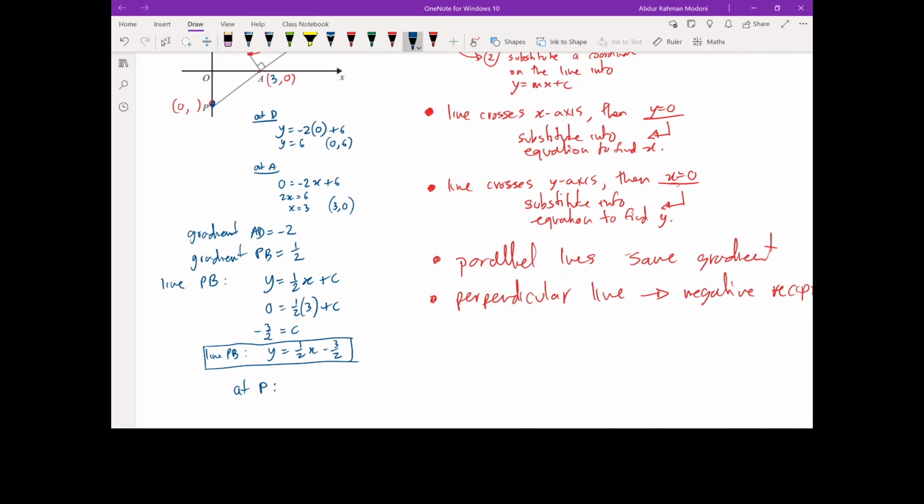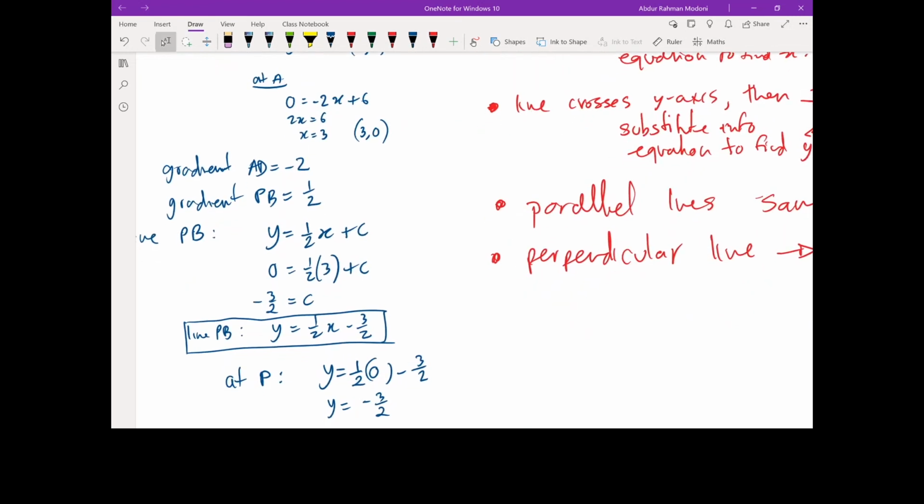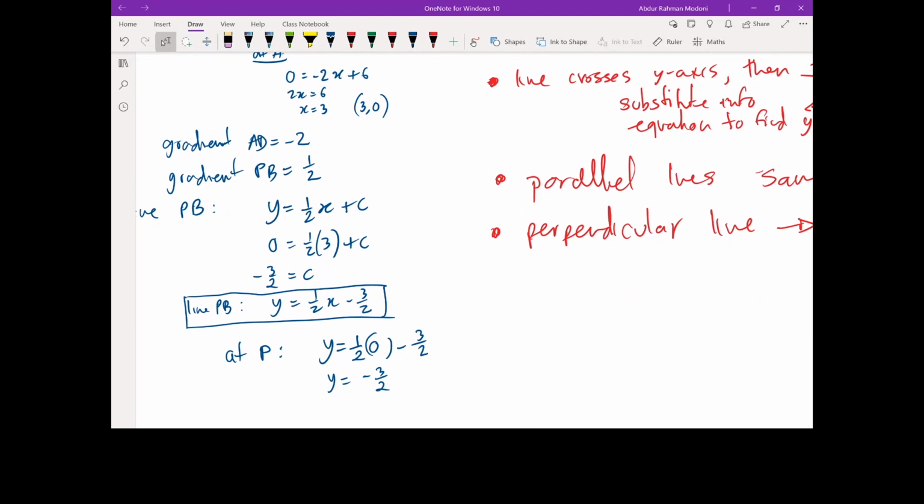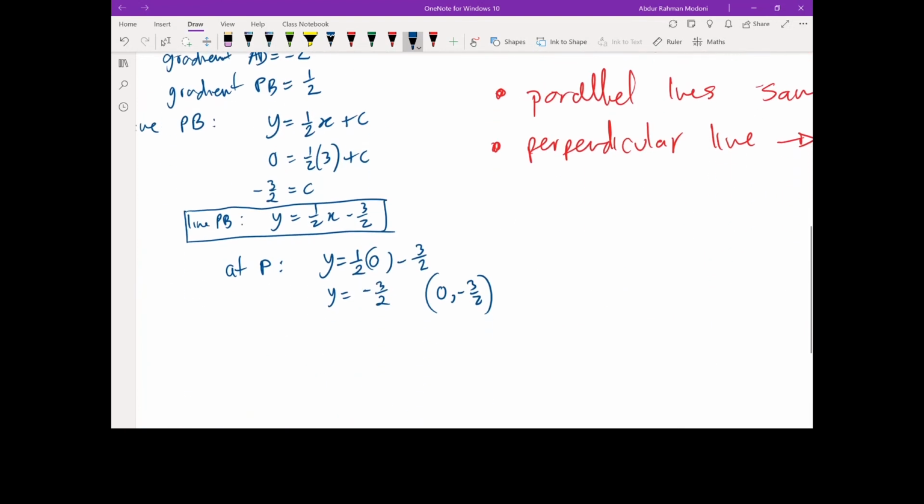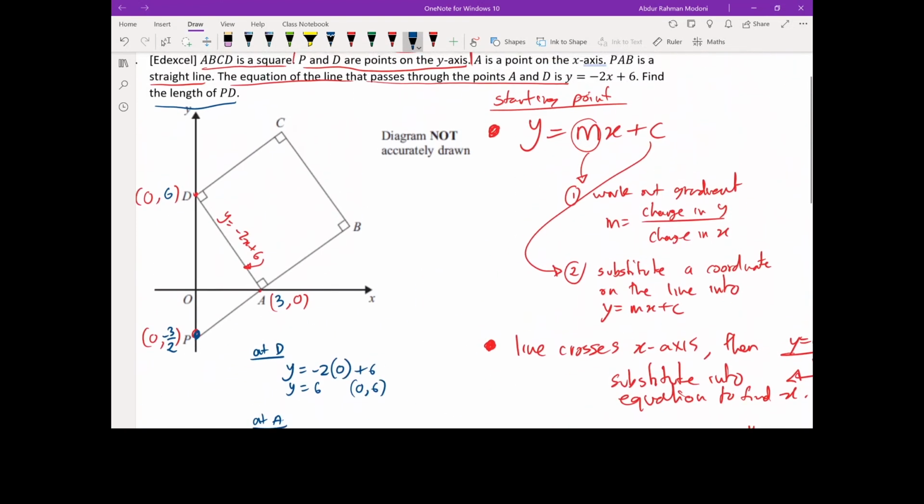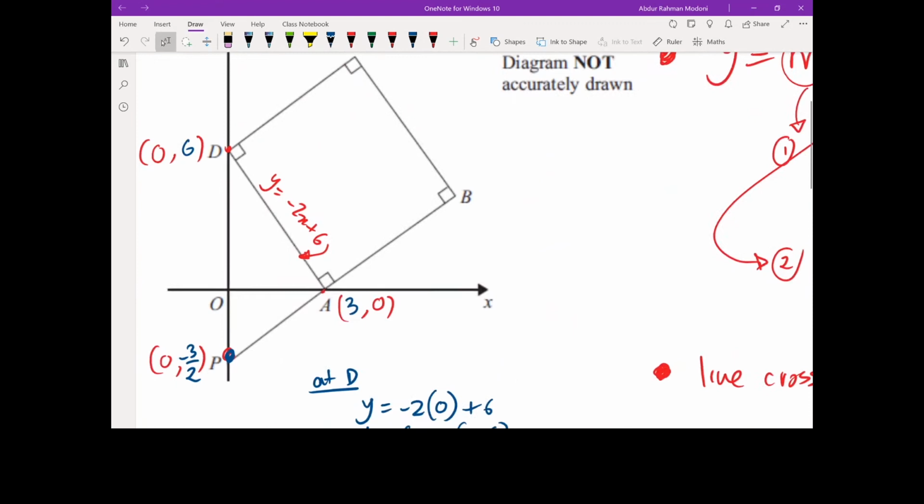So what can we say at P? At P, x is 0. So y equals -3/2. What should I do with this? The coordinate is 0, -3/2. Then what should I do with it? Write it on the diagram. Okay. What's the question asking for? The length from P to D. Can you see where that is?